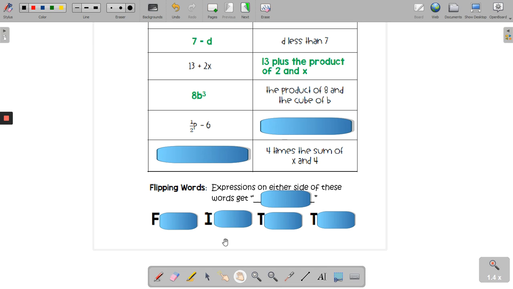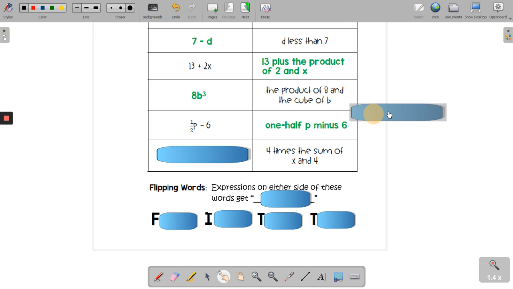We have this expression here, 1/2 p minus 6. So 1/2 p is multiplication, and then we have subtraction. So we can say 1/2 p minus 6, 1/2 times p minus 6 is another way to say that one.